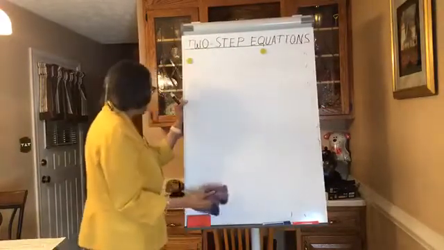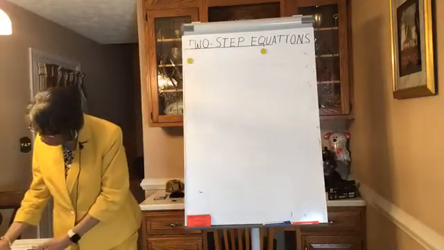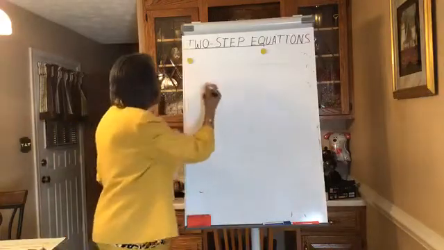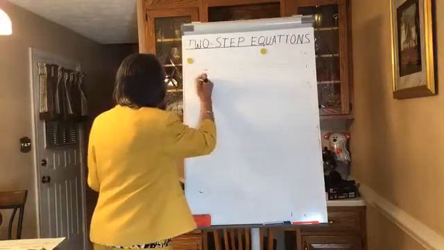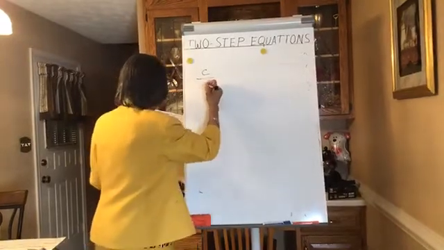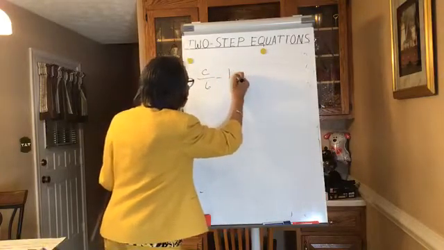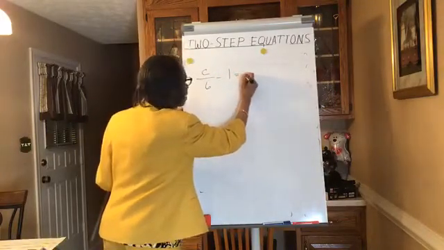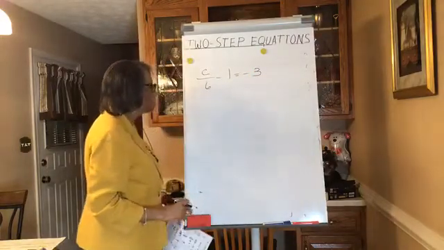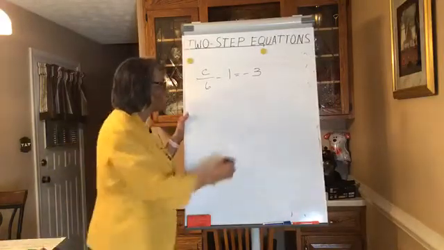All right, so we have time for a couple more. So let's try this one. C, don't use another variable, divided by 6 minus 1 equals negative 3. C divided by 6 minus 1 equals negative 3.